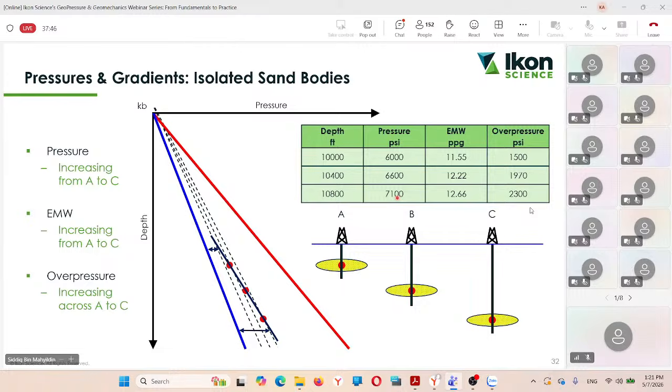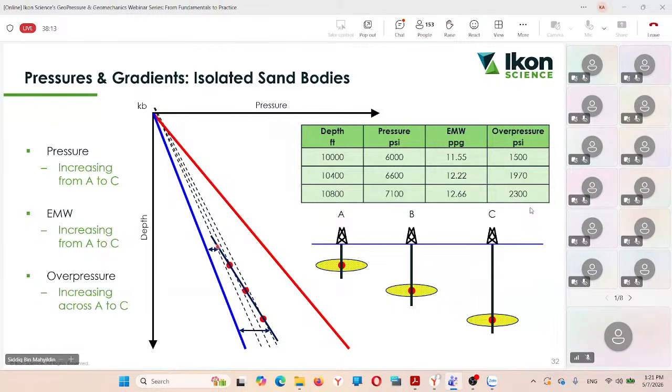So we could easily say that each sand body is behaving independently, because the equivalent mud weight over here is increasing as well. They all have different equivalent mud weight, basically the gradient of the pressure. And we can see the overpressure is increasing as well. For example, this is my hydrostatic. This is the pressure from each of the points or each of the sand units.